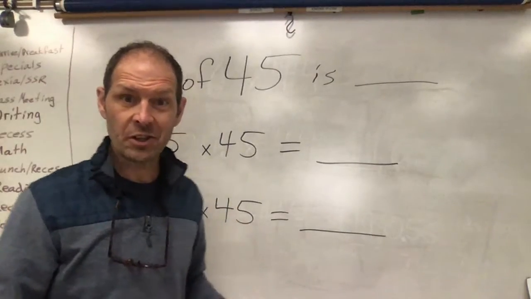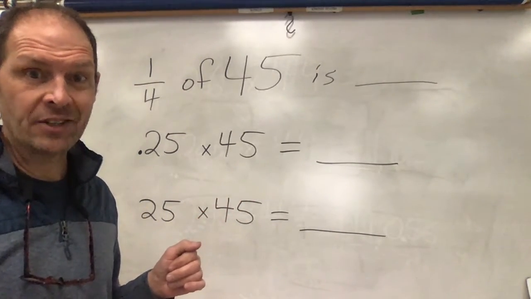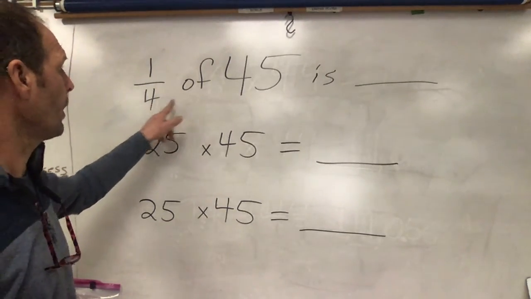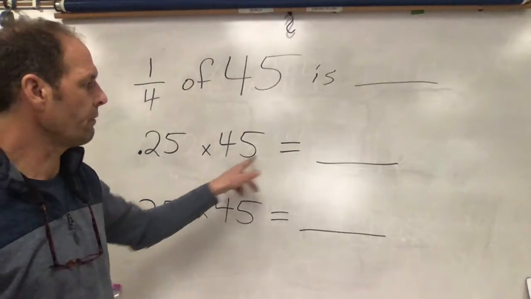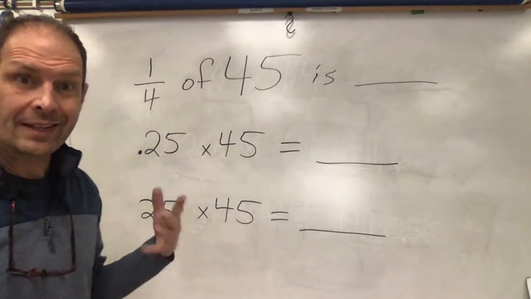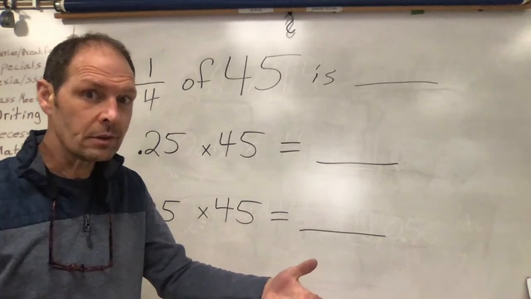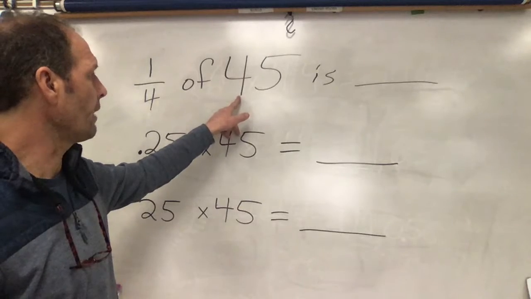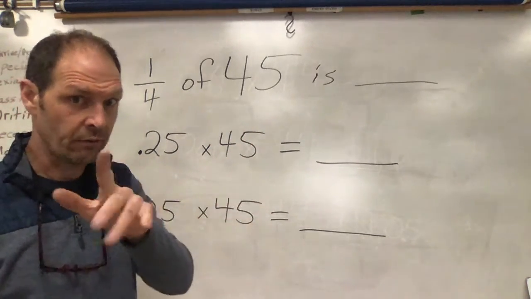Okay, I trust that you've gotten those last 3 written in. Now we're going to go on to the next batch of 3. I've written them, and if you look at your book, you'll see we have 1/4 of 45 is, then we have 25 hundredths times 45 equals, and 25 times 45 equals. Let's look at them. So we're going to use those number relationships. We're going to use what we already know to help us find out what we don't know. So first we've got 1/4 of 45. Well, we know that 1/4 of 44 was 11. We figured that out already.